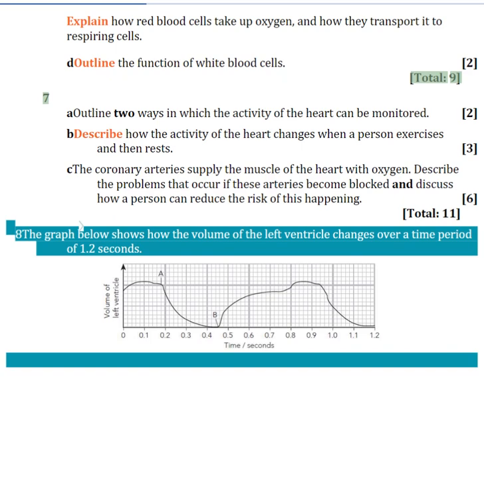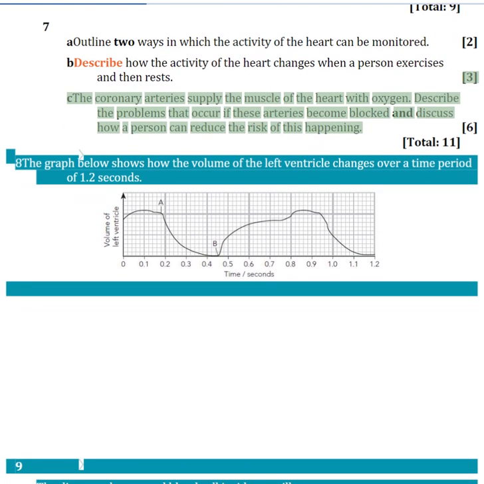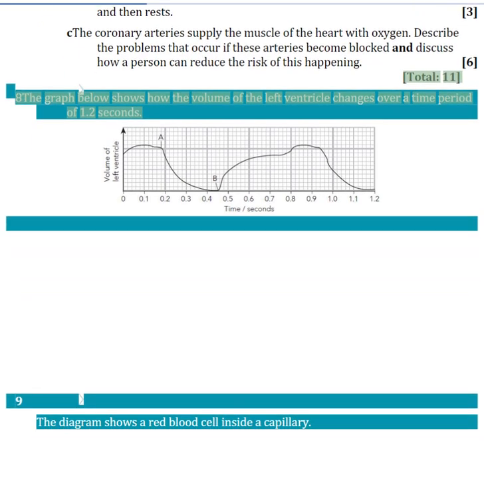7. A. Outline two ways in which the activity of the heart can be monitored. B. Describe how the activity of the heart changes when a person exercises and then rests. C. The coronary arteries supply the muscle of the heart with oxygen. Describe the problems that occur if these arteries become blocked and discuss how a person can reduce the risk of this happening.